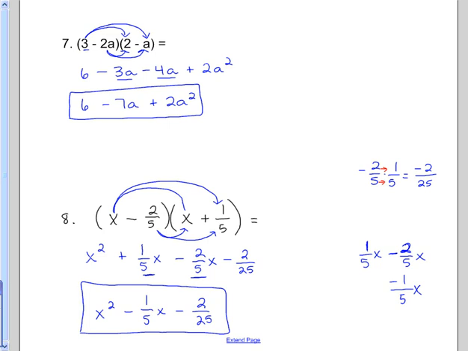Okay, so not too bad, not as bad as it looks with the fractions. So this is multiplying two binomials, which is technically the distributive property that we call the FOIL method.